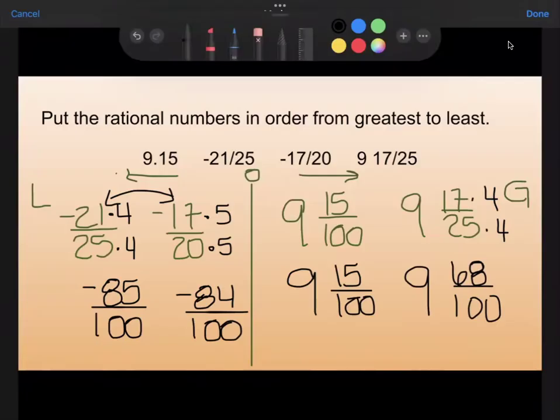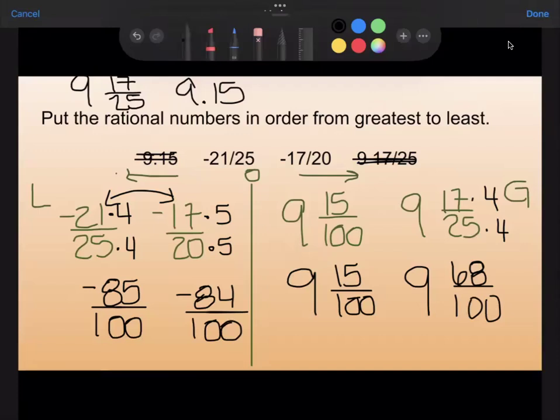So I need to go back here and then switch the order around. Remember, because they wanted greatest to least. So we're going to have to do the 9 and 17 over 25 as the greatest. And if you want to cross them off once you've got them taken care of, that's totally fine too. Then 9.15 would be your next number in the order. And then the next one, let's see.